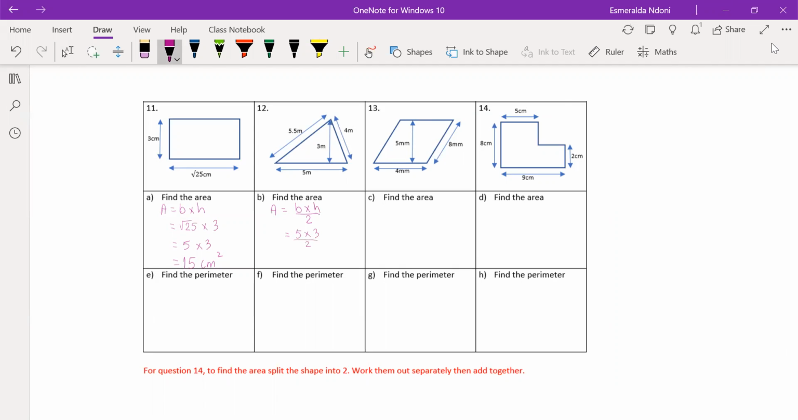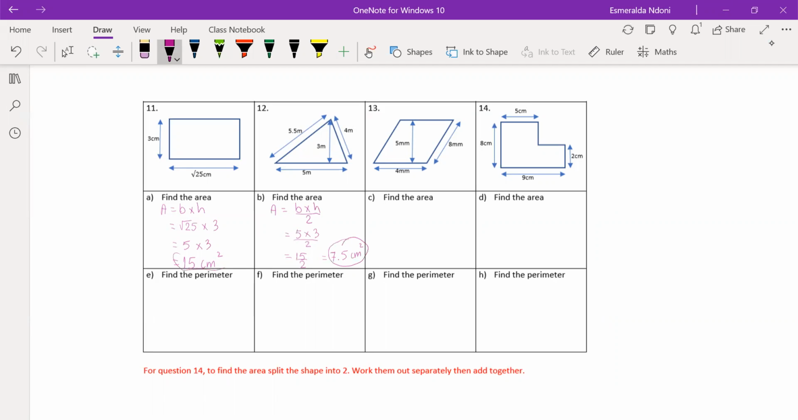divided by 2. 5 times 3 is 15. So 15 divided by 2. Half of 15 is 7.5. So half of 15 pounds. That's how you need to think, if you split 15 pounds between you and a friend. So the answer is 7.5 centimeters squared. Again, area is centimeters squared.